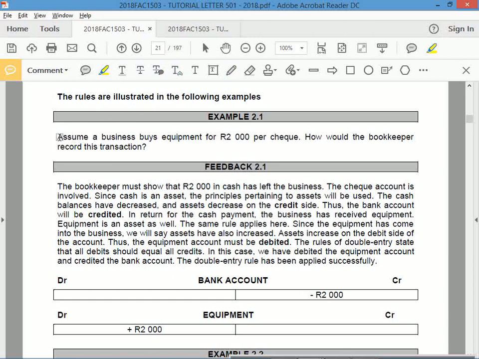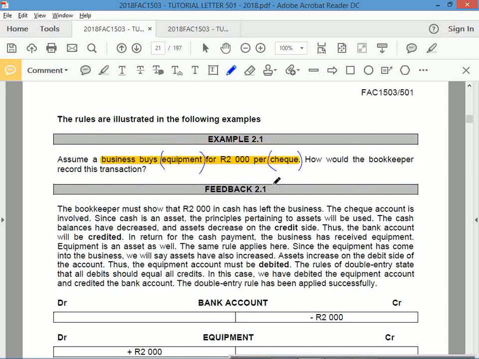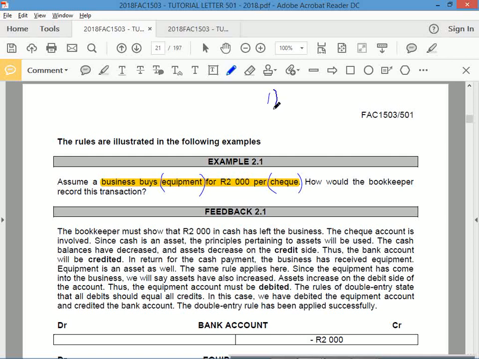Okay, the textbook describes the transaction as a business buying equipment per check. Okay, so that's what I would do. I would highlight those words. I would put a bracket around this word, equipment, and I would put a bracket around the word check, or the amount 2,000. Either or is fine. Okay, so what must I do? This is a good time to maybe give you that rule again.